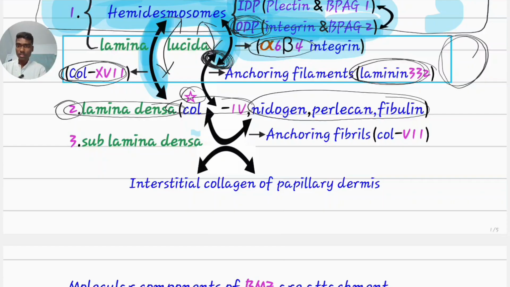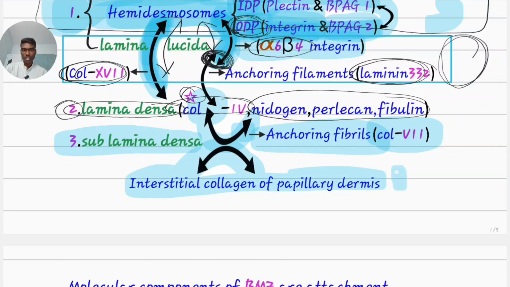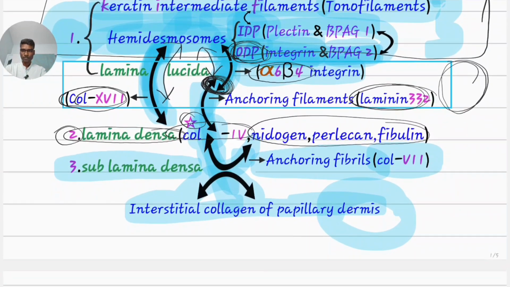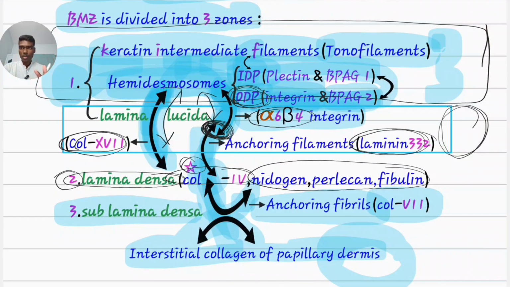Final zone, sublamina densa, which contains mainly anchoring fibrils, that is collagen 7, which anchors to lamina densa and interstitial collagen of papillary dermis. We have reached dermis, forming a contiguous network of anchoring structures attaching epidermis to dermis. By now, we have finished the structures of dermo-epidermal junction completely.